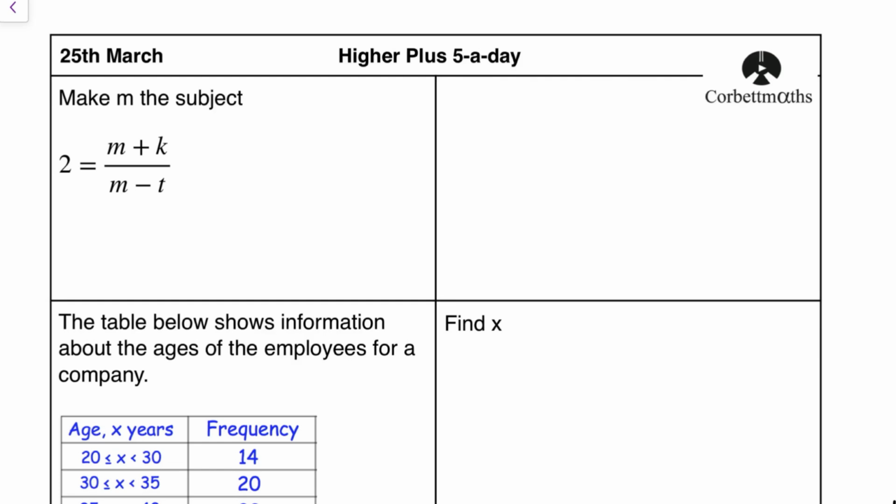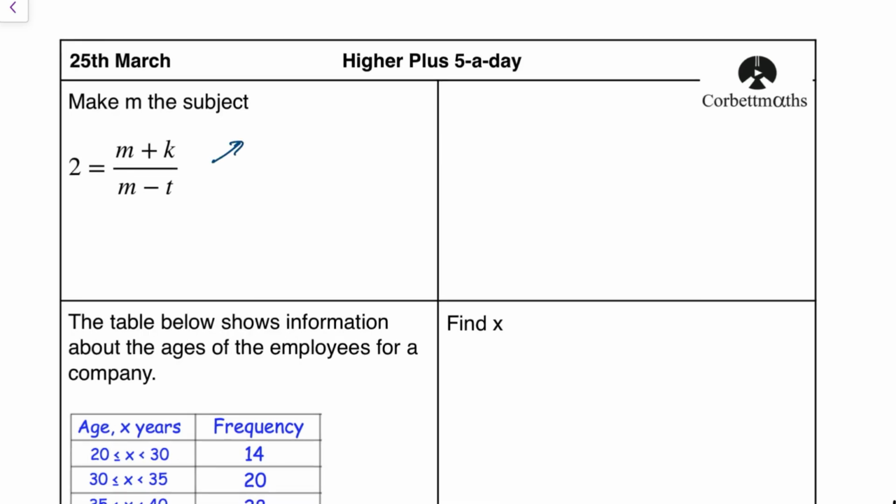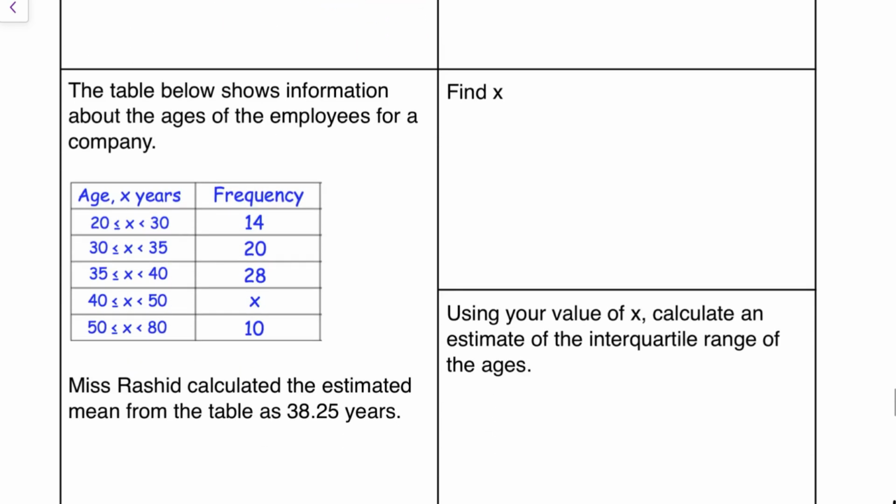Make m the subject. Now, having said that, this first one's not too bad, is it? Step 1, multiply through by the denominator. So that's going to give me 2m minus 2t is equal to m plus k. Take away m from both sides gives me m. Add 2t to both sides gives me k plus 2t. And that's it. So m equals k plus 2t. Not terrible at all. Next question.